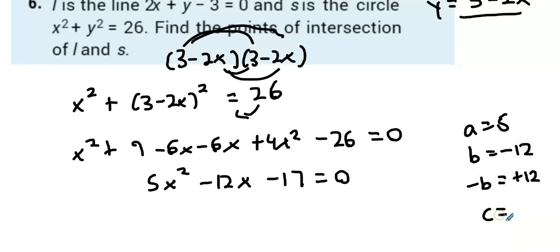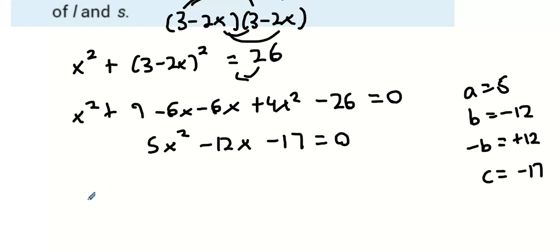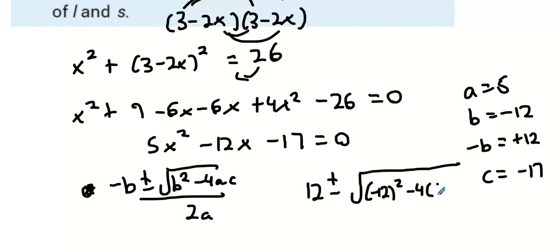Does everybody know where I get the letters for the minus b? Okay. Put it into the calculator. Lads, always write down the minus b formula if you're going to use it. Examiner has a good reason to give you more attempt marks if it fits the marking scheme. Okay. And then we're going to have 12 plus or minus square root of minus 12 squared minus 4 times 5 times minus 17, all over 2 times 5.